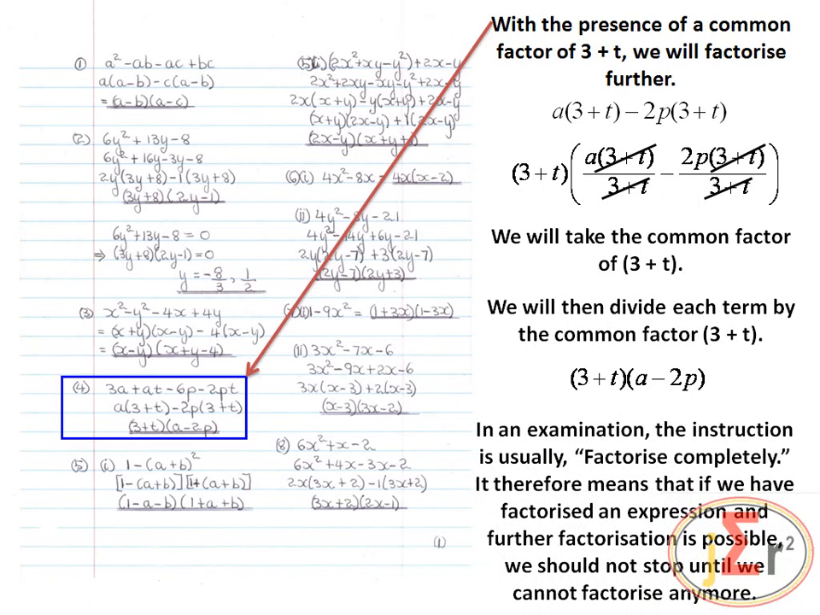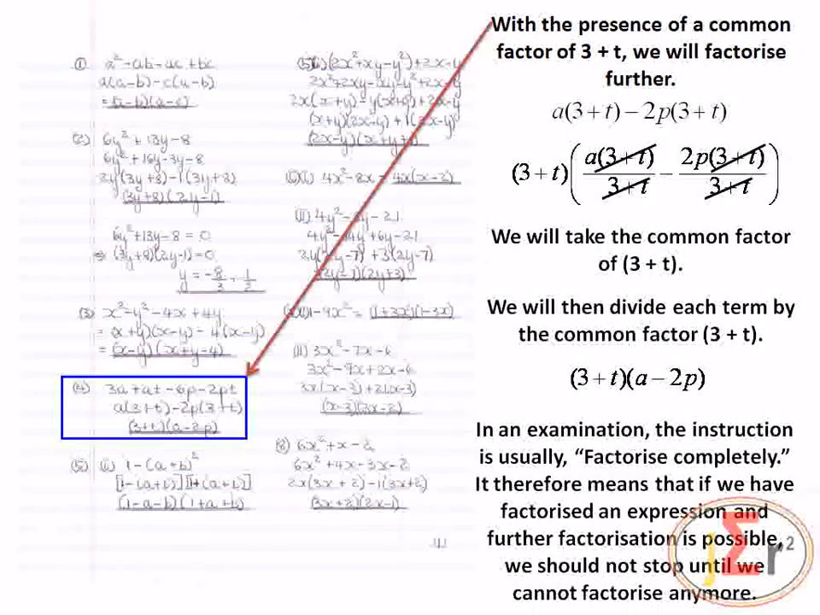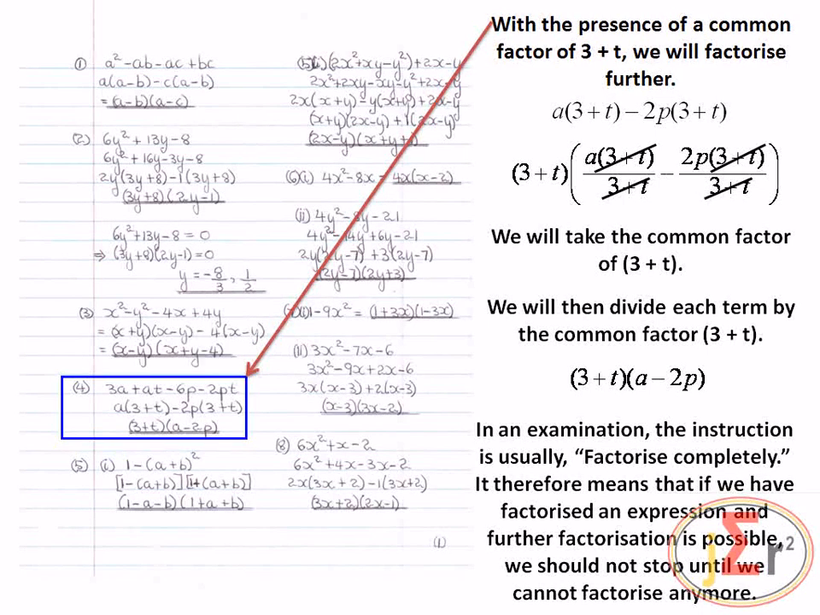And for the 100th time, in an examination, the instruction is usually factorize completely. It therefore means that if we have factorized an expression and further factorization is possible, we should not stop until we cannot factorize any more.